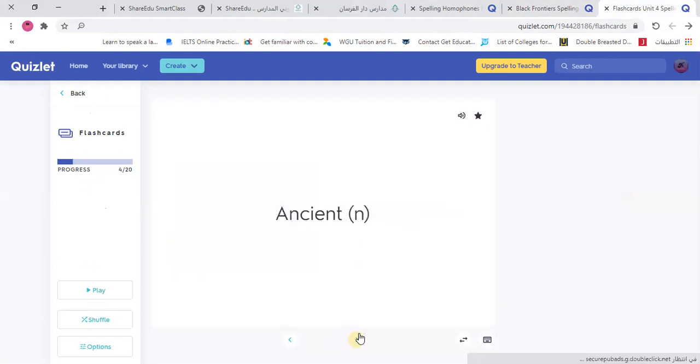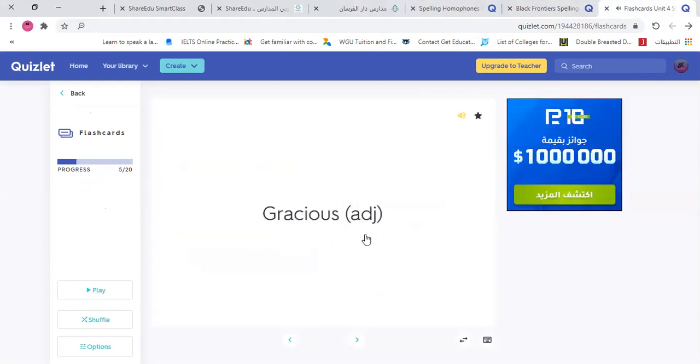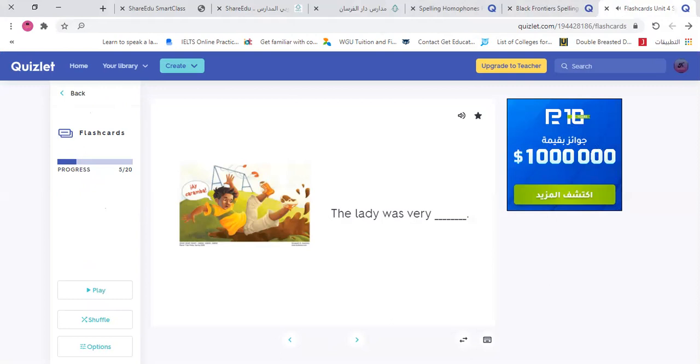Okay, I'm sorry for that. Gracious. The lady was very blank. Gracious is an adjective that means someone is very kind and very worried about you. He loves you and he has mercy on you. For example, your mom is very gracious to you, which means that she will take care of you and she will not let you go alone.